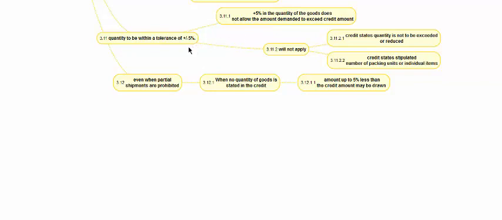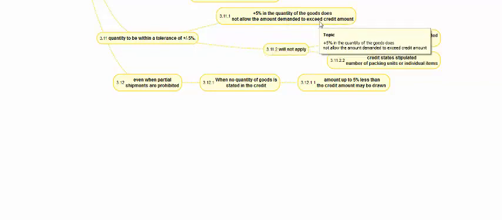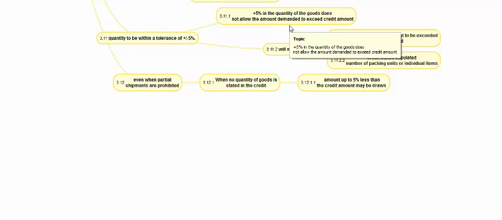The quantity drawn can be plus or minus 5% in the invoice. The positive 5% tolerance in the quantity of goods does not allow a similar positive 5% tolerance in the amount. The quantity drawn can go up, but the amount drawn cannot go beyond the LC amount.